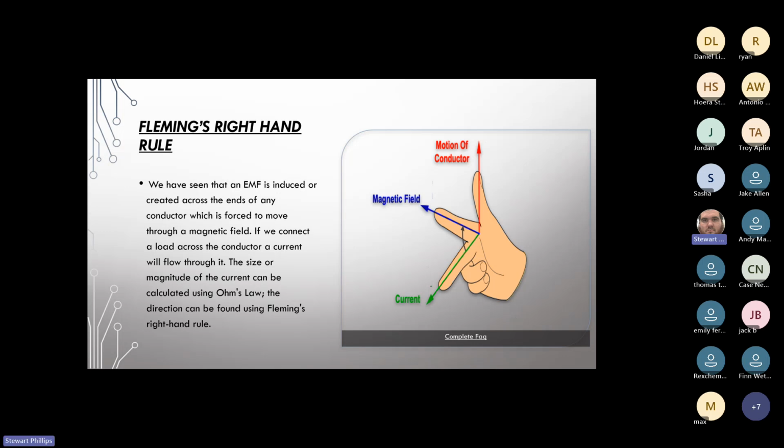So we use the right hand for generators and the left hand for motors. Generate is the best way to remember it: generation with the right hand, and we use what's left for the motor. It's a very lame way to remember it, but that is the way that we need to remember it.